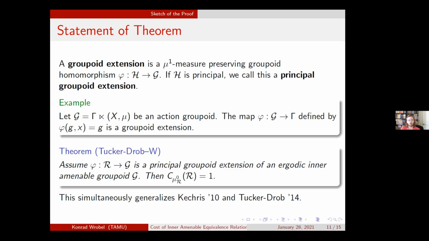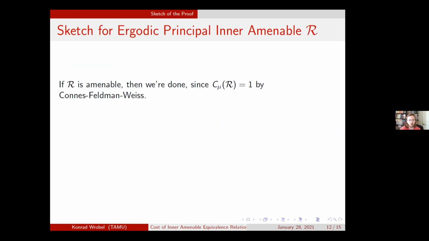Good. All right, so I'm going to completely forget about these principal groupoid extensions when saying things about the theorem. Really, it's a relatively uninteresting part, as opposed to looking at the ergodic interamenable groupoids. So I'm going to outline how this goes when we're just trying to calculate the cost of an ergodic interamenable equivalence relation. If the equivalence relation is amenable or hyperfinite, then we're done just by the same sort of orbit equivalence invariance that was done by Ornstein-Weiss. Connes, Feldman and Weiss did the same thing in the equivalence relation setting.